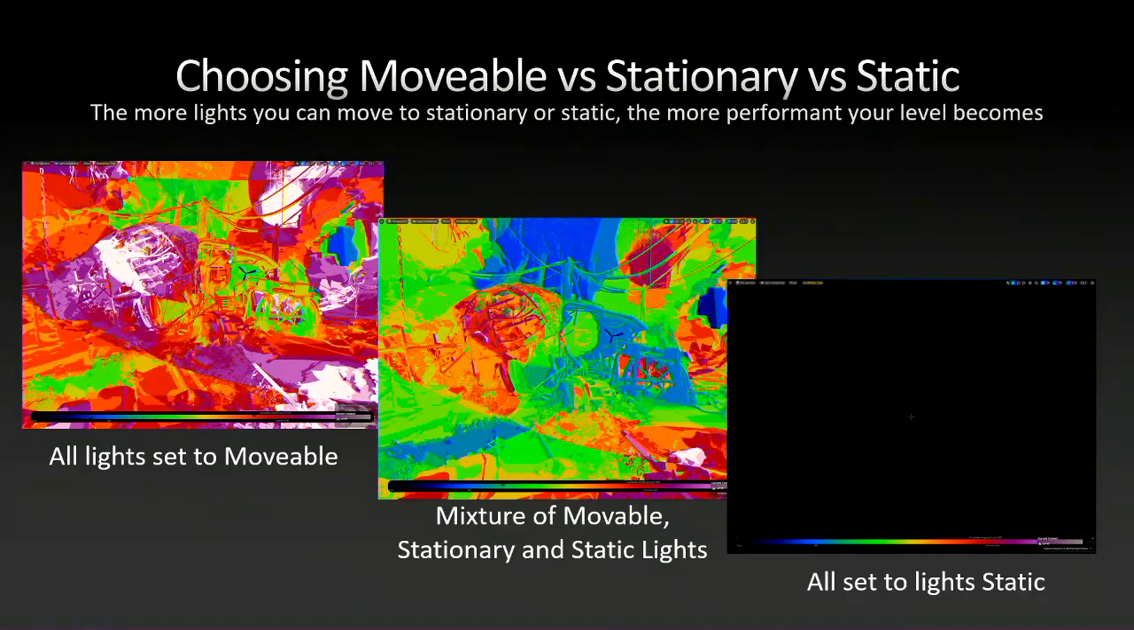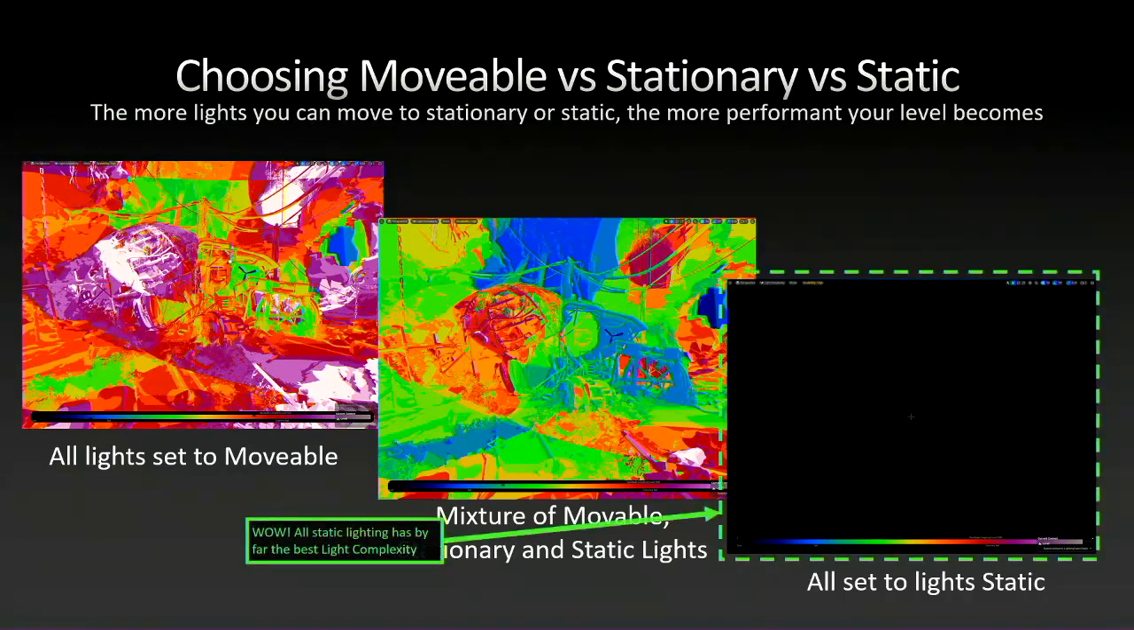My mixture of stationary and static is pretty good. I got fully black for static mode, and black is the best you can get. And that is why this is so cheap. You can see the complexity gets a lot cheaper as I move towards static lighting. This is why you need to pick the right lighting type in your scene.